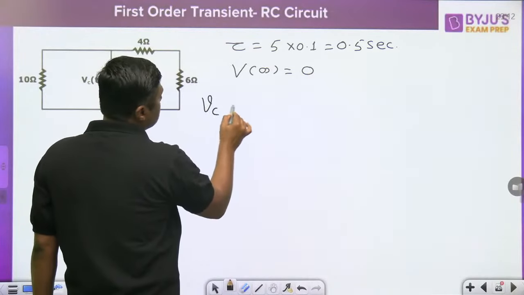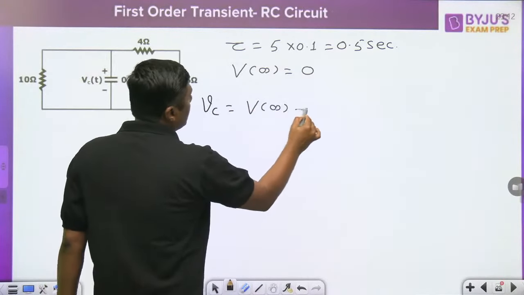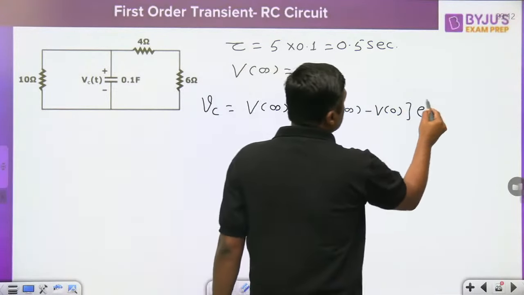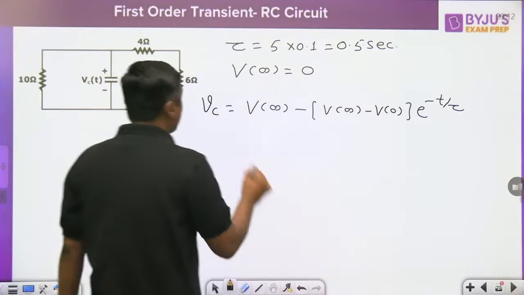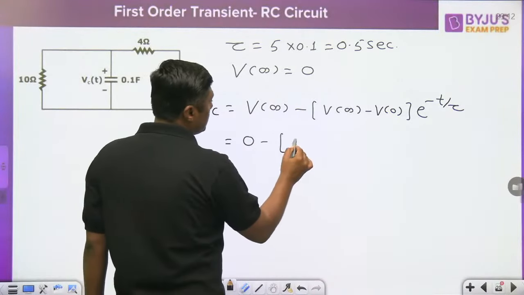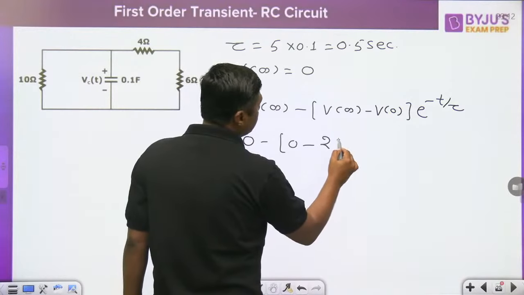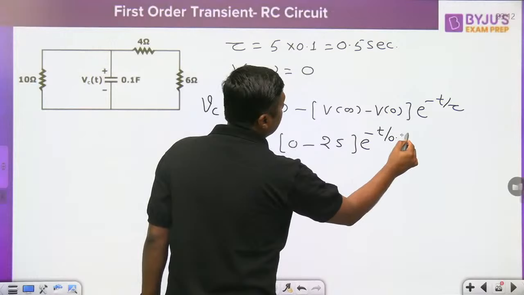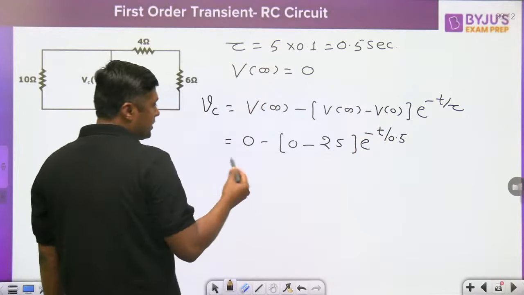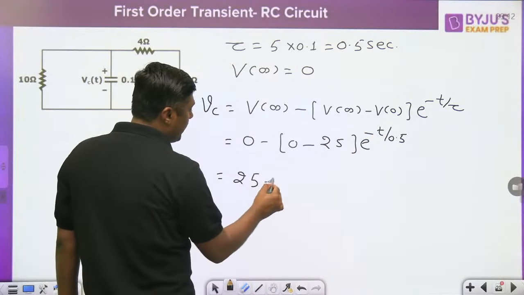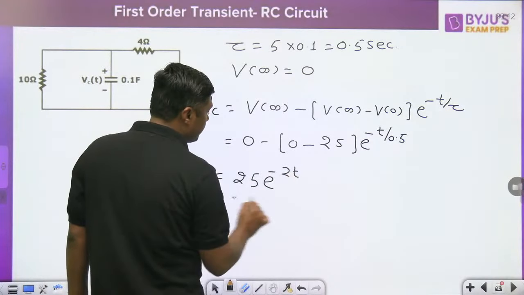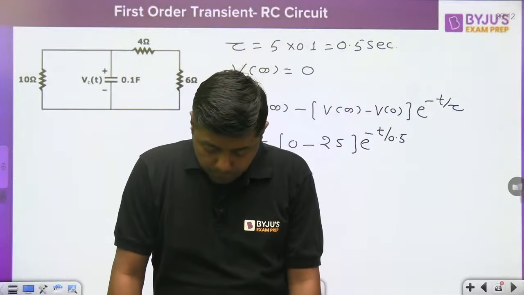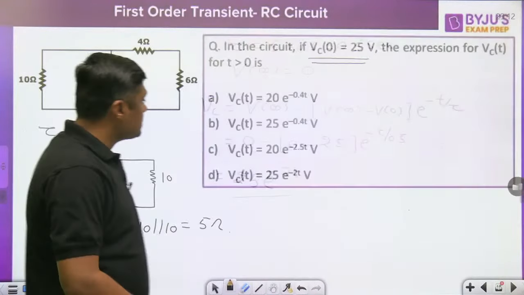And we have the general answer, V final minus (V final minus V initial) e raised to power minus t by tau. What is the final value? 0. What is the initial value? 25. It is given in the question. e raised to power minus t by what? 0.5. That is 1 by 0.5, it will become 2. So what is the answer? 25 e raised to power minus 2t. Yes, Venu, your answer is correct. The answer is D.